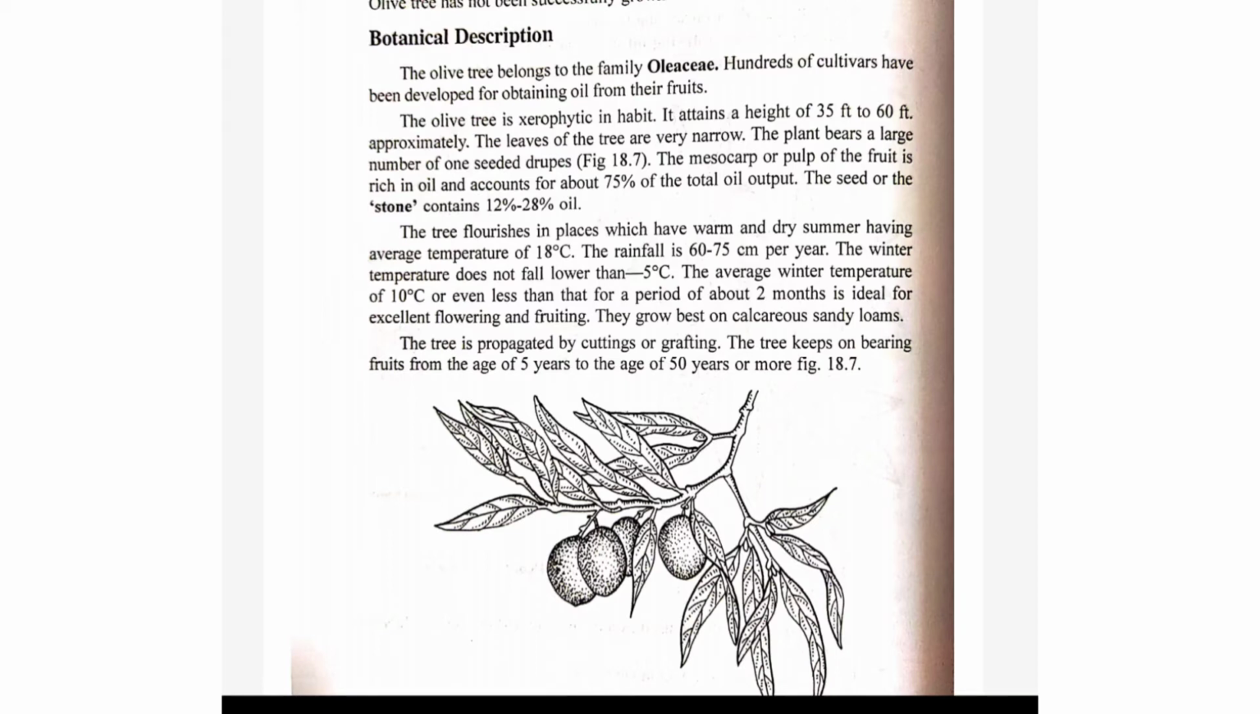They grow best in calcareous sandy loam, which means the soil is mostly composed of calcium carbonate. The tree is propagated by the cutting or grafting method. Propagation means breeding species by a natural process. The true methods of propagation are cutting and grafting.